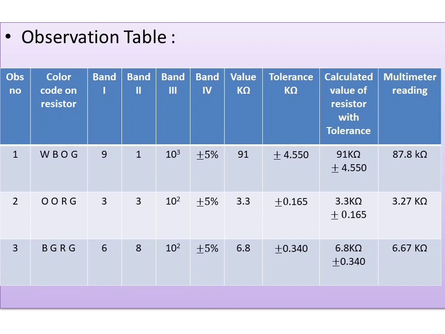Third resistor: the color code on the third resistor is blue, grey, red and golden. The value of the blue band is 6, then the grey band is 8, then the red band, which is the multiplier, is 10 to the power 2, and the tolerance is plus minus 5%. So the value of the resistor is 6.8 and the tolerance is plus minus 0.340, and the calculated value of the resistor with tolerance is 6.8 kilo ohm plus minus 0.340, and the multimeter reading is 6.67 kilo ohm.